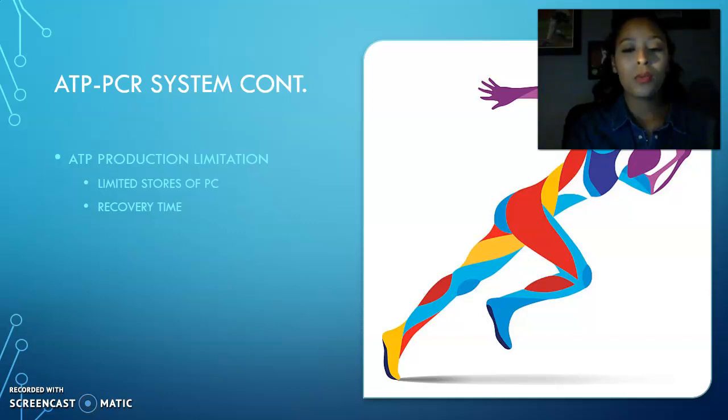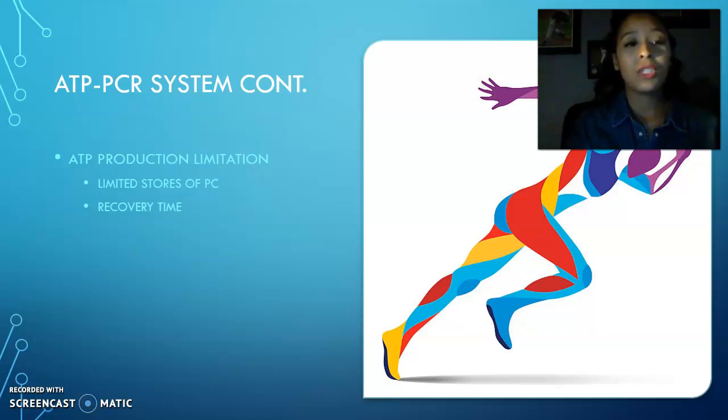What happens is the phosphocreatine is broken down to resynthesize ATP, and energy is needed from another energy system to resynthesize the phosphocreatine. And so that's what causes the recovery time to be a little bit longer.